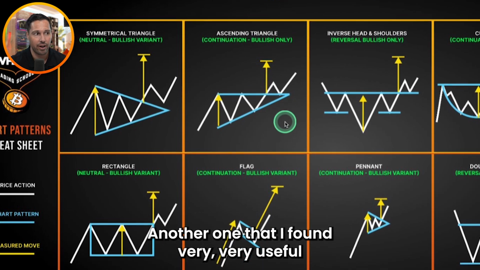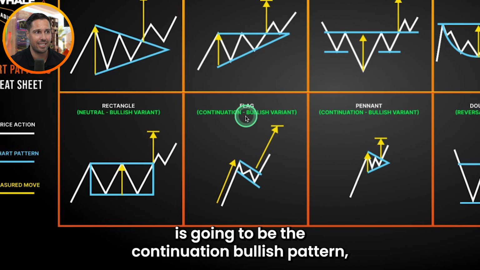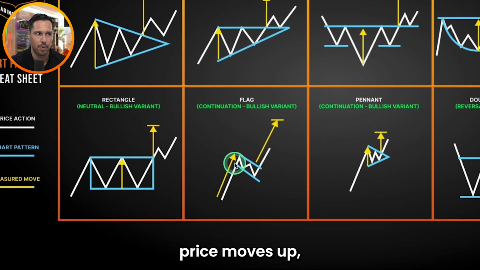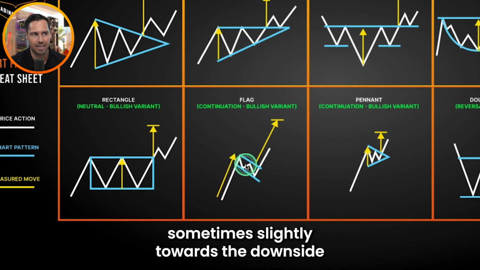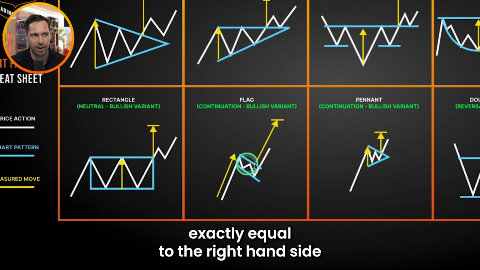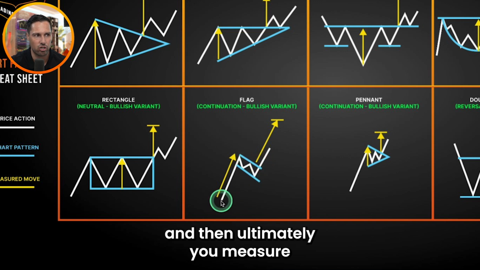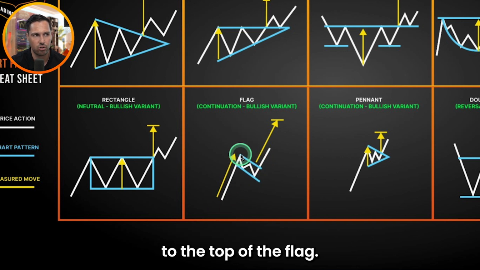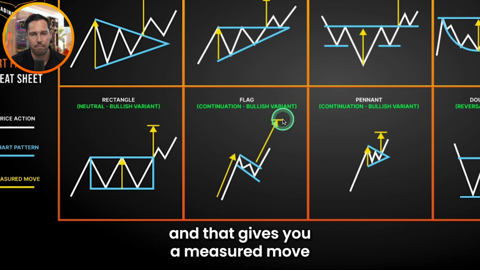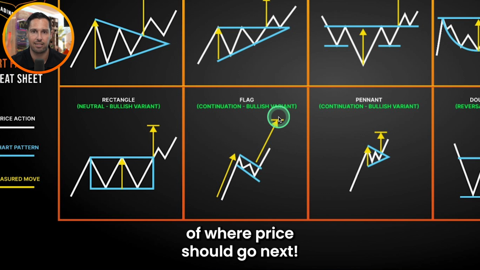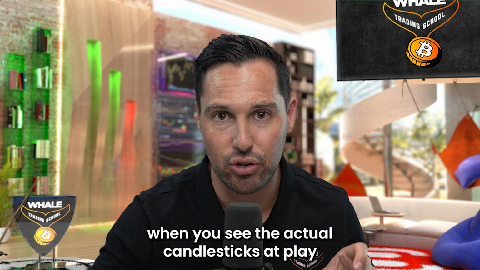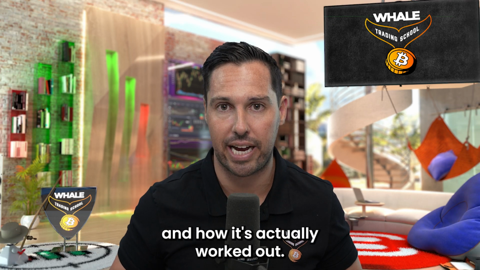Another one that I found very, very useful is going to be the continuation bullish pattern, which is going to be a bull flag. Price moves up, then it consolidates, sometimes slightly towards the downside, sometimes it will consolidate exactly equal to the right hand side, and then ultimately you measure the pole section, which is from the bottom to the top of the flag, copy and paste that on the breakout point, and that gives you a measured move of where price should go next. So let's get into the real examples. You'll understand a little bit more when you see the actual candlesticks at play and how it's actually worked out.